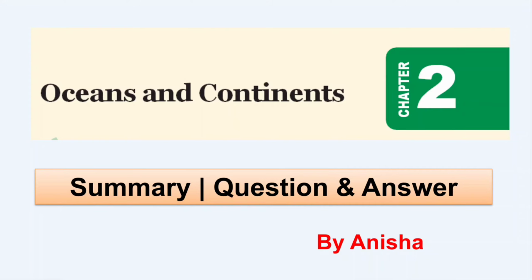So today in this video we are going to summarize chapter number 2 of social science, that is Oceans and Continents. Today's video we will be doing the summary, and thereafter we'll be doing the question and answers, your objective types and fill in the blanks. And in this video, the explanation will be completely in English.